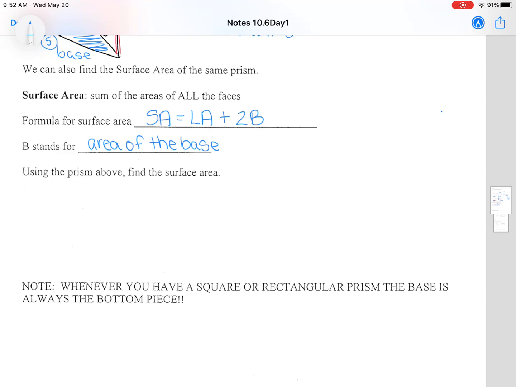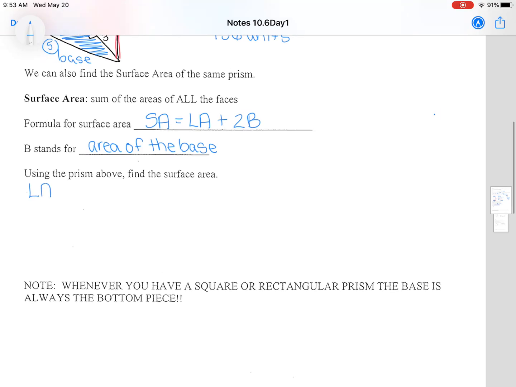So we're going to use the prism above, and we're going to find the actual surface area of the entire shape. So we had said above that the lateral area was already 156, so we already found that. We don't need to re-find it. The surface area is the lateral area plus 2 times the area of the base. So the only thing that we have to find new is just the area of our base. So the area of the base, we said that the shape was a triangle. So if the shape is a triangle, more specifically a right triangle, again, I'm going to redraw it over here.